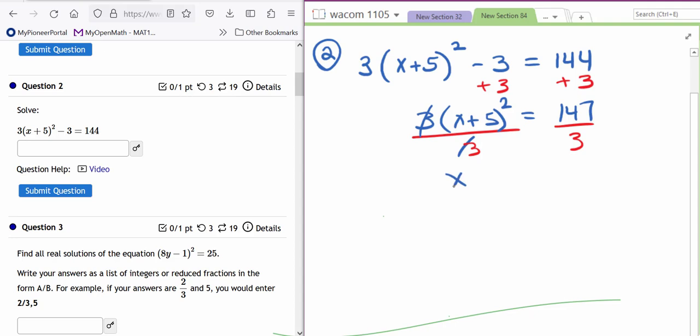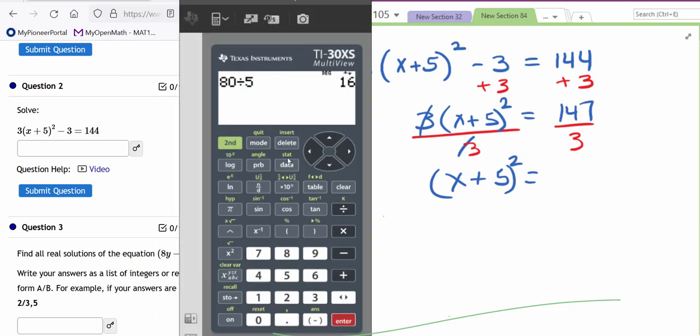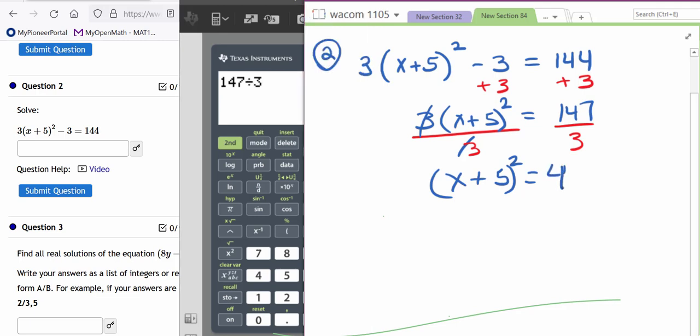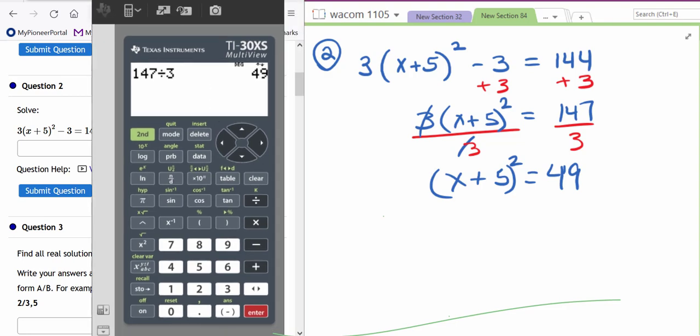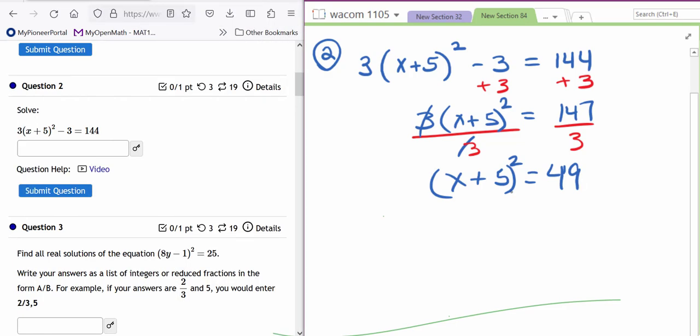So you get x plus 5 squared equals, and this is probably going to divide, equals 49. Then you can do your square root method. So if you do it on the left, it will leave you x plus 5. When you do it on the right, you get plus and minus square root of 49, which is 7.